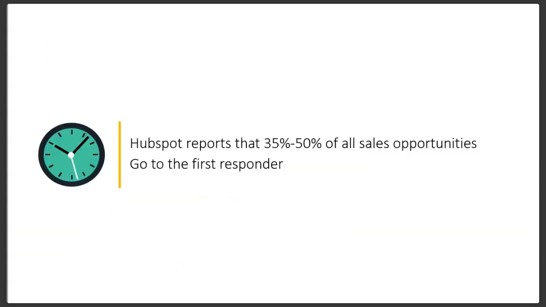Because here is the final slide that I have to show you before we see if we've got time for questions, which is HubSpot reports that 35 to 50% of all sales opportunities go to the first responder. This will be the same for social media. So right now you can go out and you can find that 60% of all the people looking for help don't even have any response. So it's a free market. It's low hanging fruit. It's the easiest sales you will ever make.